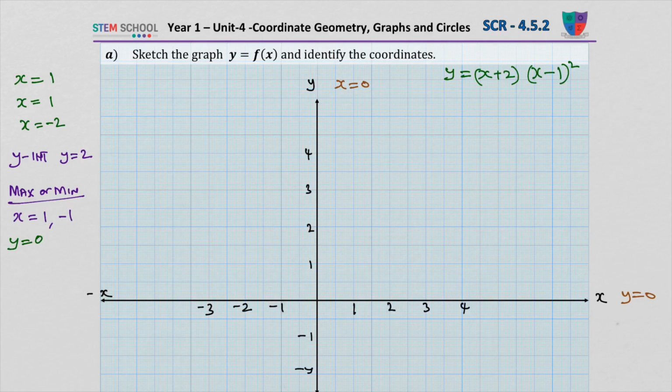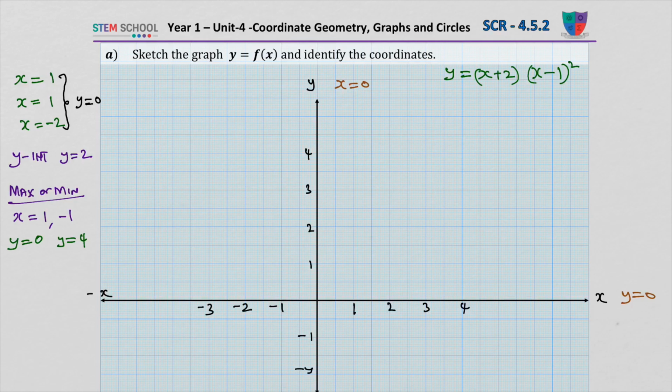Now I'm going to put x equals minus 1. So this is minus 1. Minus 1 plus 2 is 1. 2 squared is 4. 4 times 1 is 4. So for this one, y equals 4. For these roots, we know y equals 0.